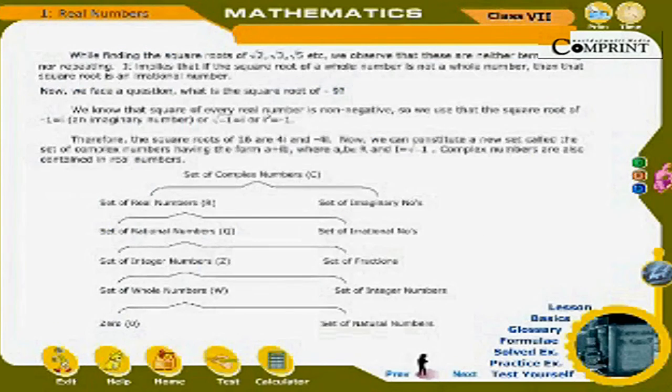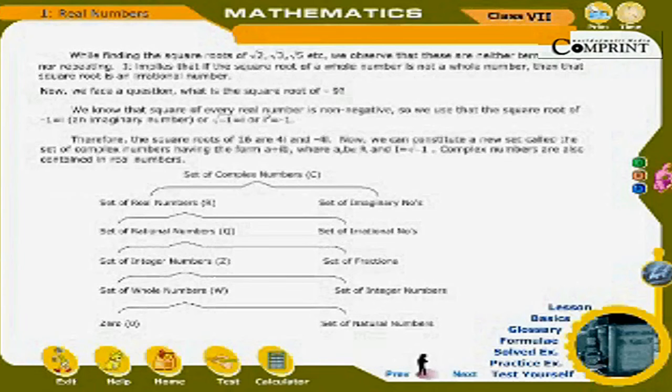While finding the square roots of √2, √3, √5, etc., we observe that these are neither terminating nor repeating. It implies that if the square root of a whole number is not a whole number, then that square root is an irrational number. Now, we face a question: what is the square root of minus 9?